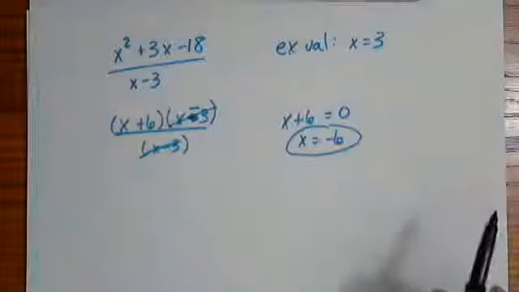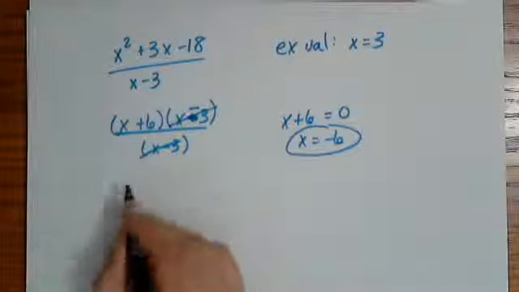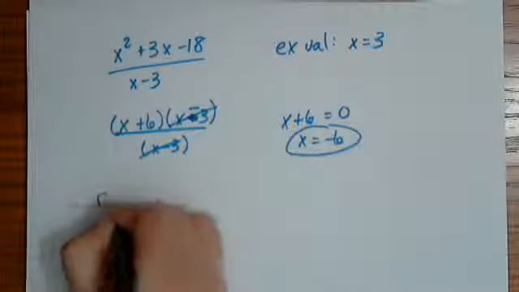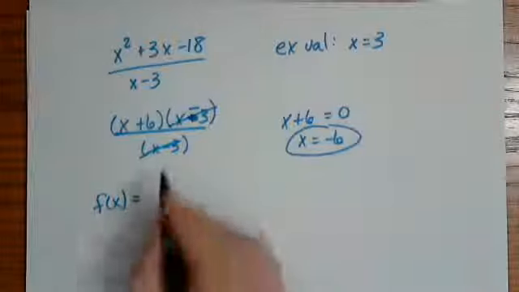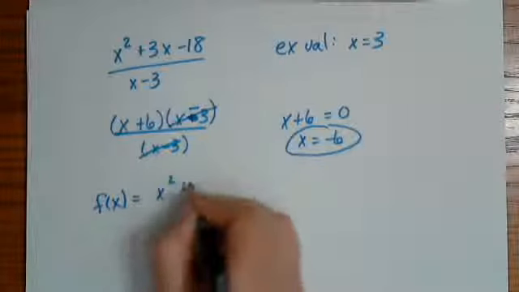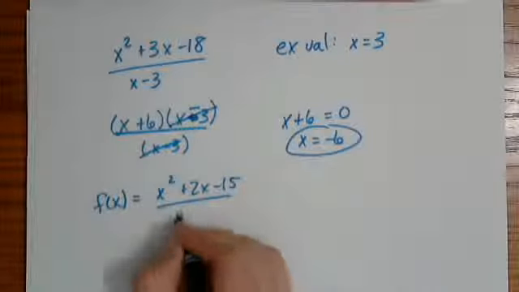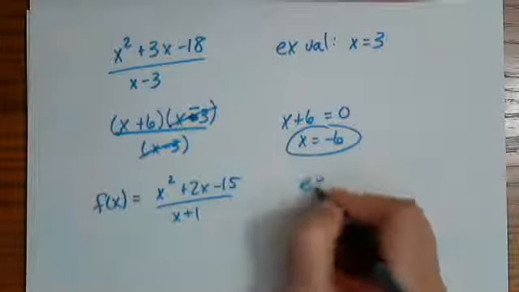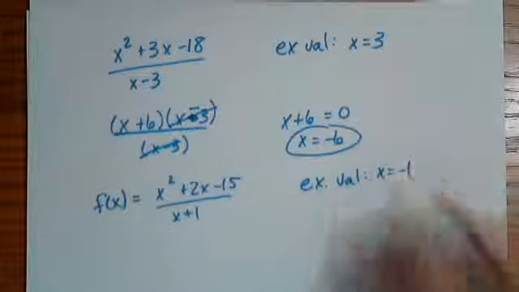Okay. Let's do 6a. 6a says we have a function called f. Our function of x is equal to x squared plus 2x minus 15 over x plus 1. We know we have an excluded value at x equals -1.